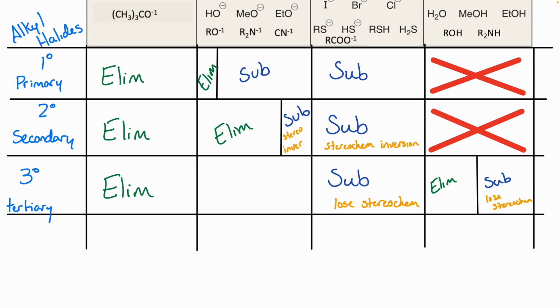And that's just going by this trend here. What would we expect for tertiary? What would we expect our major product to be? Elimination or substitution? Elimination. And in fact, that carbon is so incredibly crowded that you will get virtually no substitution product at all. The vast majority, 99.9%, now we're talking, is going to be that elimination product.